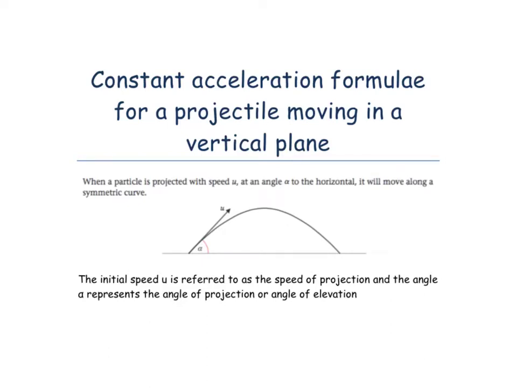Constant acceleration formula for a projectile moving in a vertical plane. Now we should remember back from our Mechanics 1 that when we're looking at problems involving a constant acceleration and the motion of a particle, we looked at SUVAT equations. Now this first section we're going to look at on these two videos is to do with projectiles.